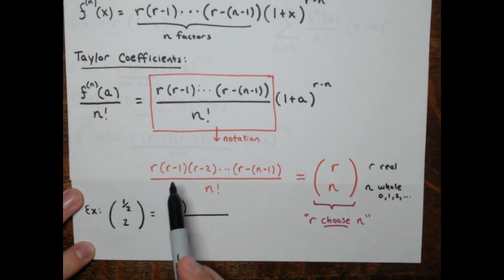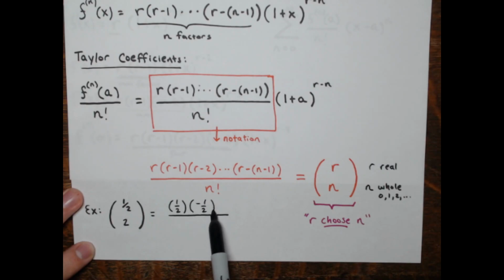You start with r and keep subtracting 1. So I got a half, and then a half minus 1, which is negative half, and there's the 2 factors. The denominator of this expression is n factorial, so divided by 2 factorial. So this would be negative 1/4 divided by 2, which is negative 1/8. So this 1/2 choose 2 is negative 1/8. That's just one quick example.